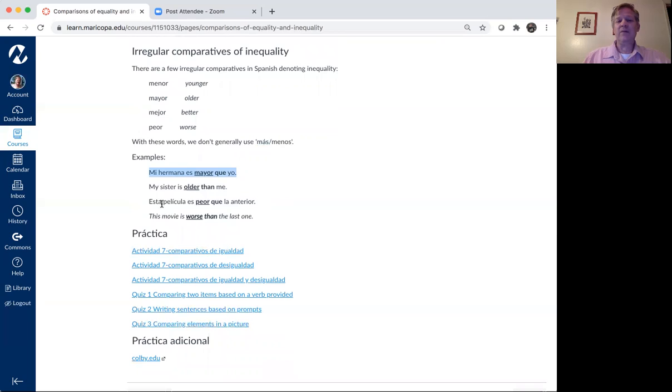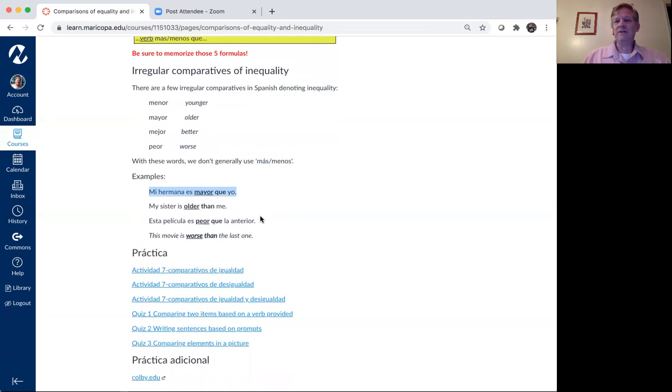Bien. ¿Esta película es peor que la anterior? Peor. You may hear some people, some regions of Mexico saying peor, but in spelling, it's always peor.